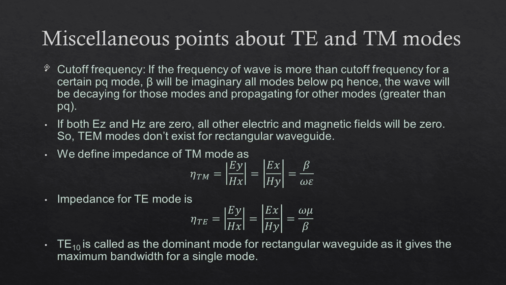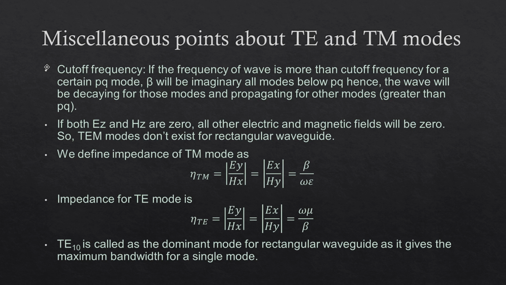Here are some other points about TE and TM modes. First, cutoff frequency. Now we have discussed that for beta to be real, there is a minimum frequency requirement that is called cutoff frequency. So what happens below this frequency? Below this frequency, the wave will be decaying for those modes and propagating for other modes. Also, if both Ez and Hz are 0, where Z is the direction of propagation of the wave, all other electric and magnetic fields will be 0. So TEM mode doesn't exist for a rectangular waveguide in this case.